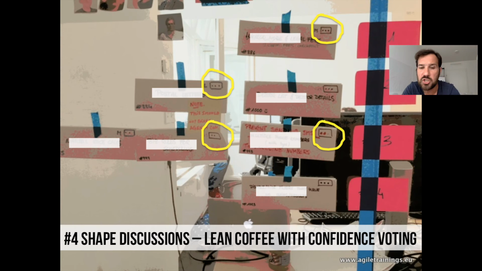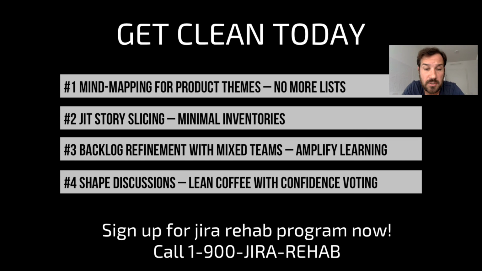So 1 dot means, yeah, we have discussed it, but it still has major problems. 2 dots, yeah, it's cool, we discussed it, there are some questions here and there, but in general we can start working on it. 3 dots, no questions, damn clear, let's start working on that. Yeah, so 4 things to get clean.